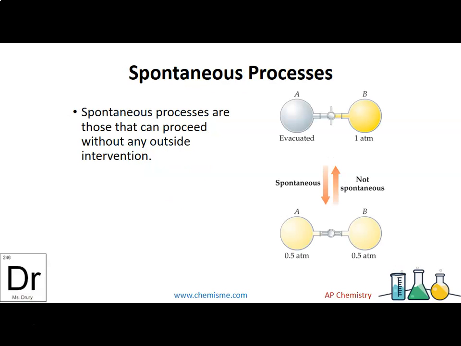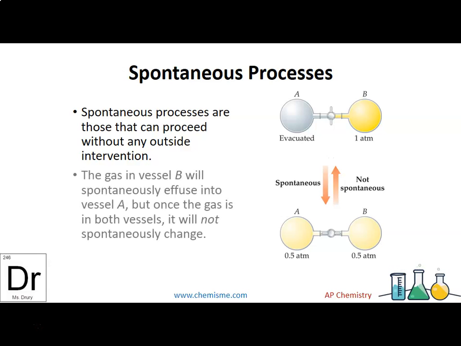So spontaneous reactions occur if outside intervention is not needed. For example, if you just open up a container, the gases just happen to expand spontaneously, right? Happening on their own. It's favorable to expand. So the gas in vessel B would spontaneously diffuse into vessel A, but once the gas is in both vessels, it will not spontaneously just go into one, right? So sometimes what's favorable in the forward reaction will not be favorable in reverse.